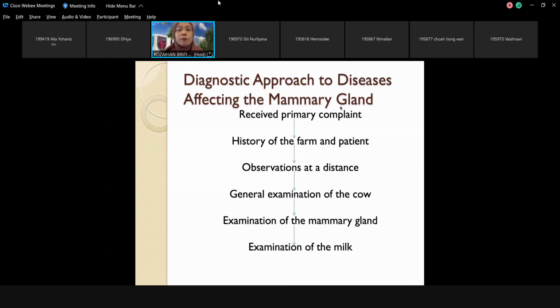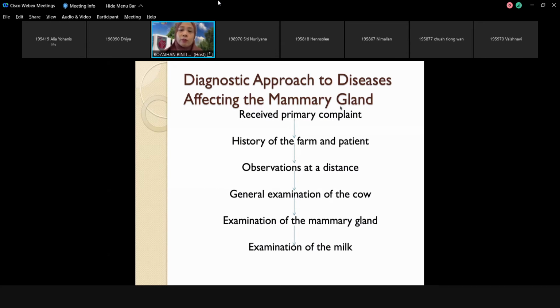Even though the primary complaint is very specific, for example, my cow has reduced milk production, or I've observed a wound on the teat, you know you should focus on the mammary gland. However, at this stage, even though it's very specific, you should perform the general examination of the cow. Start your physical examination by taking the temperature, pulse rate, respiratory rate, etc. You have to examine every system in the body. Only then can you focus on the mammary gland.